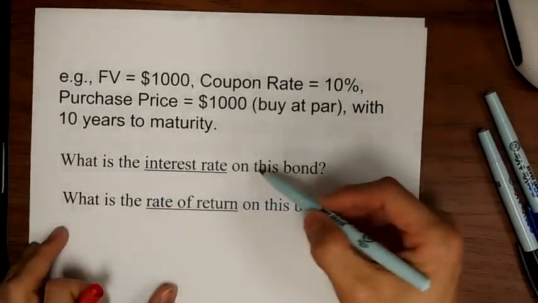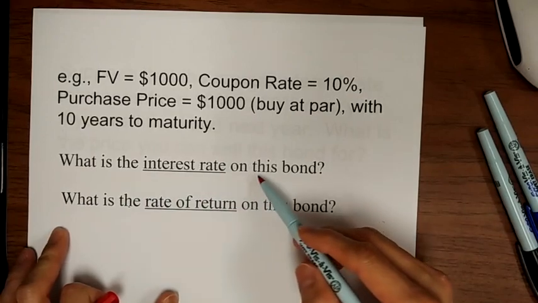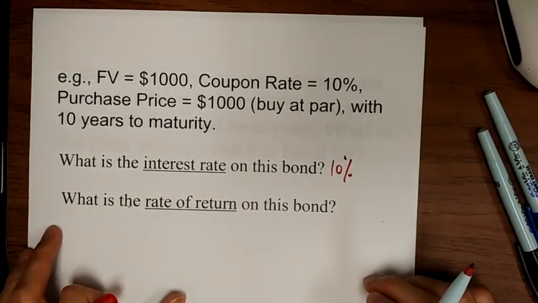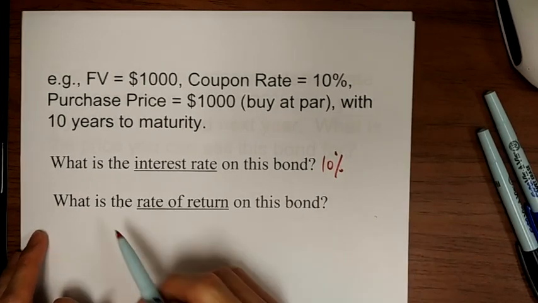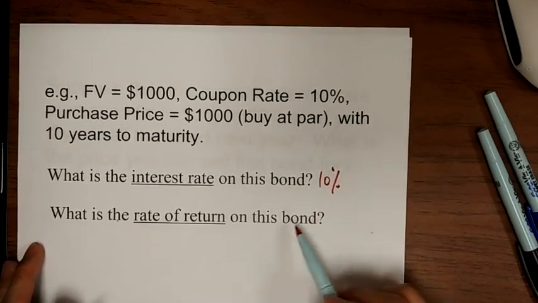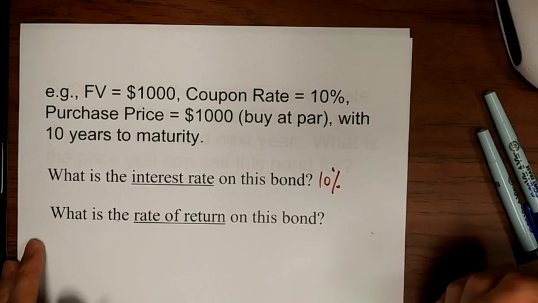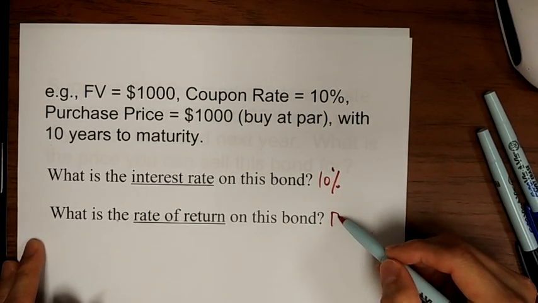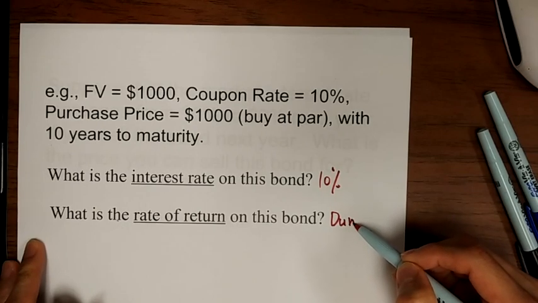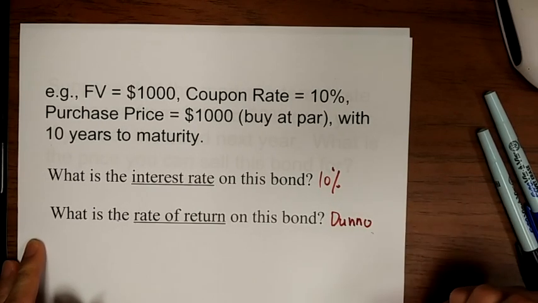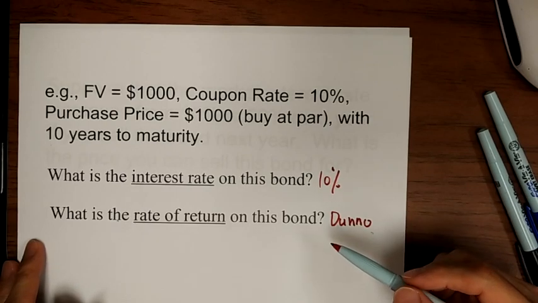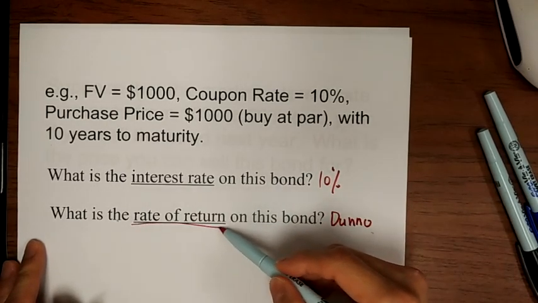So the answer to the first question, what is the interest rate on this bond? The answer is 10%. The second question, what is the rate of return on this bond? Answer? We don't know because we have not sold the bond yet.